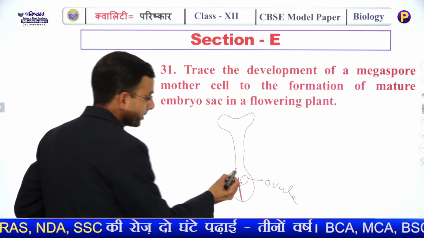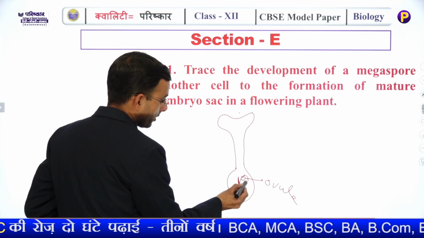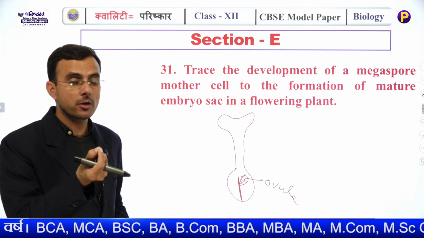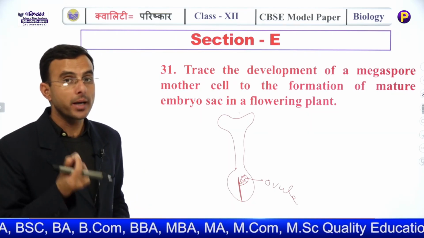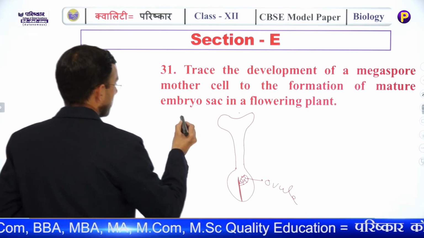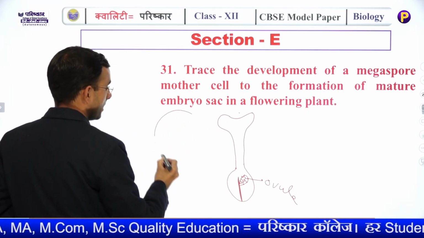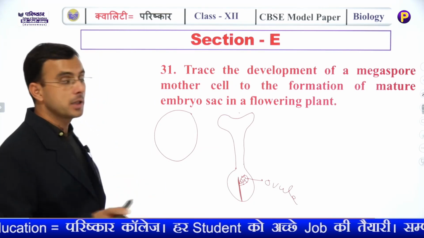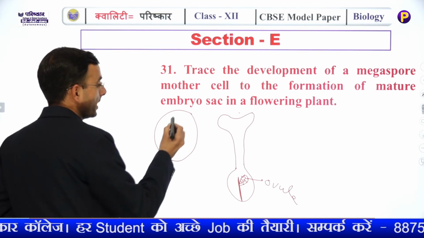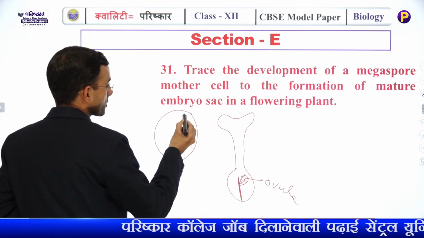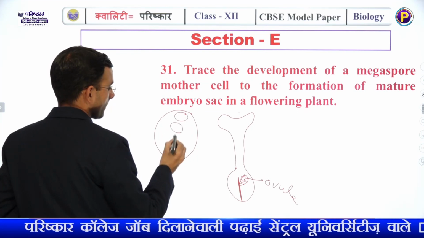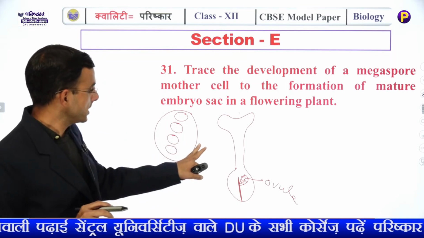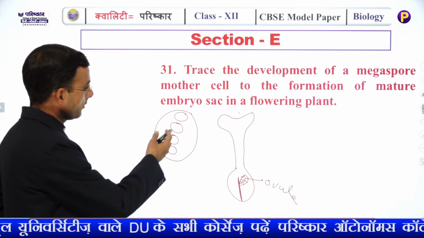In the ovule there is a development of nucellus, and from that nucellus there is a development of a cell, and that cell is known as the megaspore mother cell. So further development took place in this way. That megaspore mother cell divides and forms 4 megaspores in the ovule.